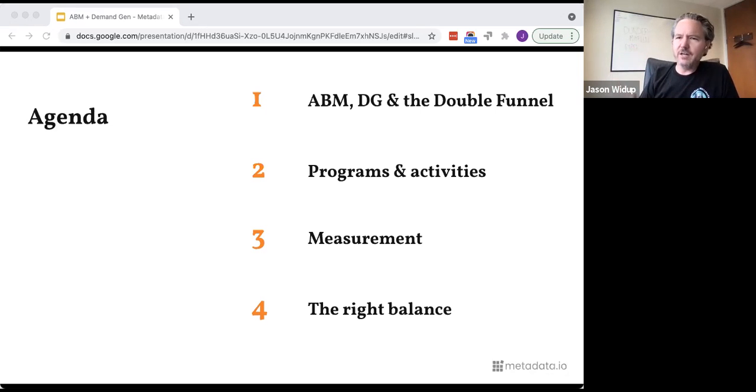Then we're going to talk about whether there are specific programs that you do on just the ABM side or the demand gen side. Are they all kind of the same, and you can do everything across both? We'll give some examples. I've got a couple stories to talk about. Then we're going to get into measurement. How do you measure this?